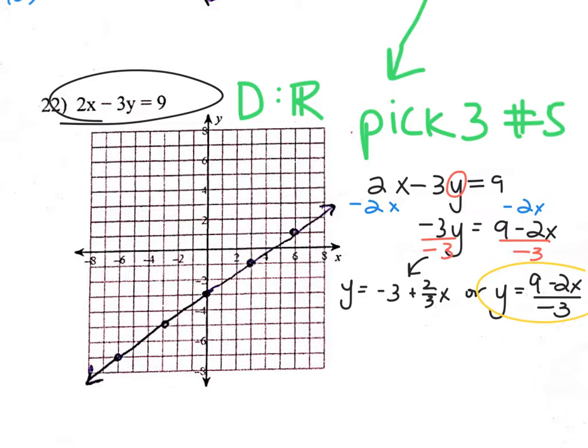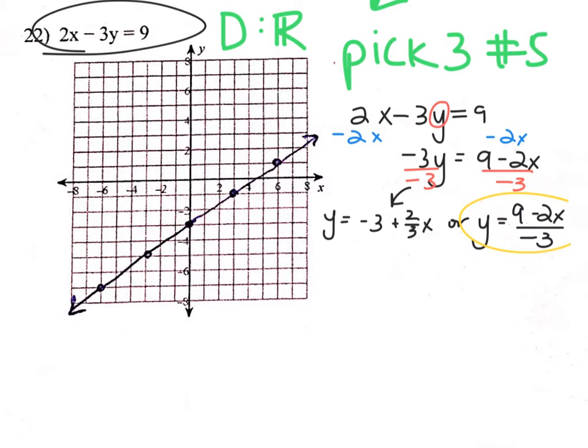So I'm going to pick numbers. Remember, we said in class that you want to pick numbers that are divisible by this number on the bottom because it's a fraction. So I need to pick numbers divisible by 3. So I'm going to pick, let's see, I'll do negative 3 and 0 and 6. Okay, so if I work those out, negative 3, 0, and 6.